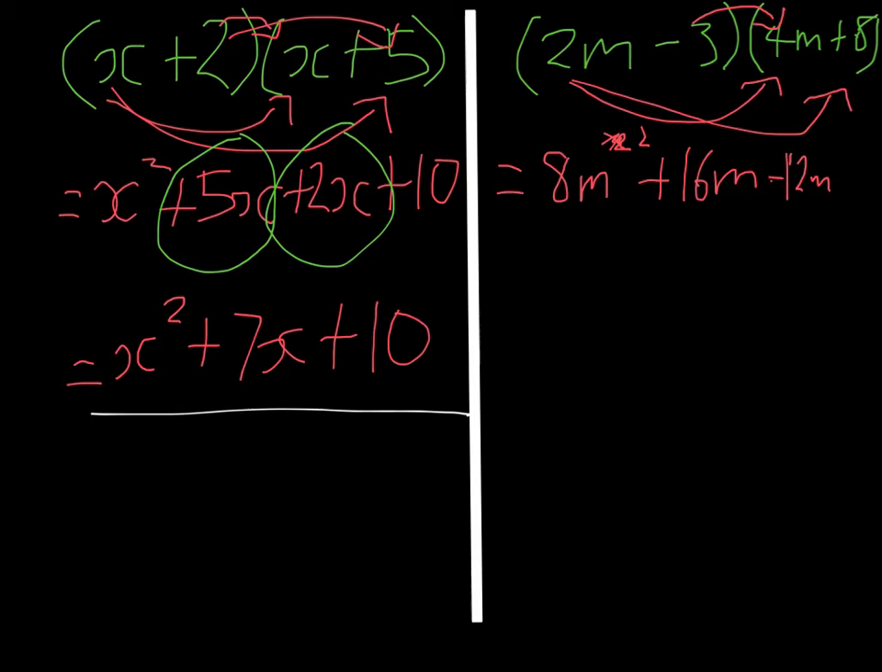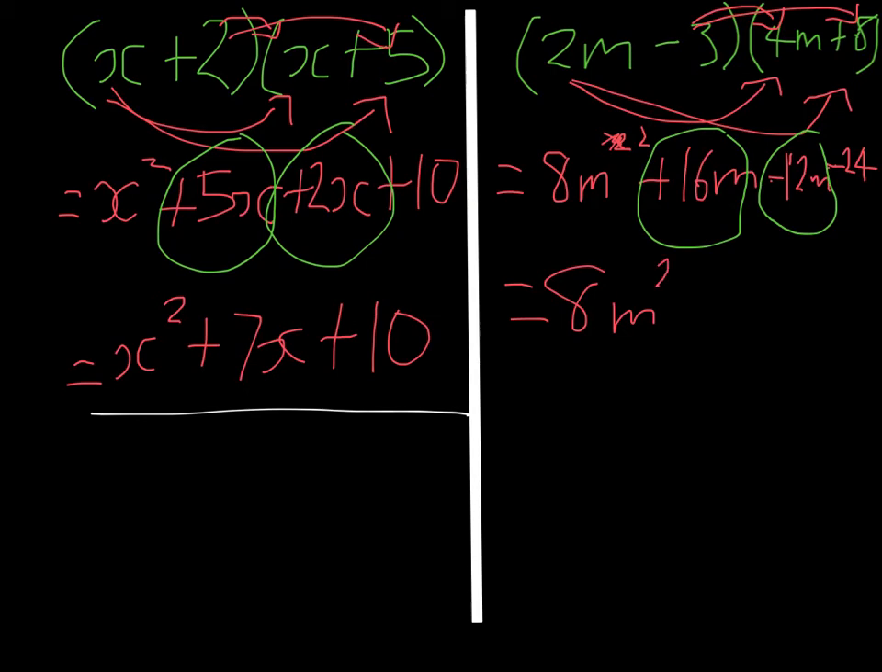And then the last one, negative 3 times 8 is negative 24. Excuse the small negative sign. Then yet again, you'll see that we have some like terms, 16m minus 12m. So 16m minus 12m is going to be 4m. So it's going to be 8m squared plus 4m, stays in the positive, minus 24.